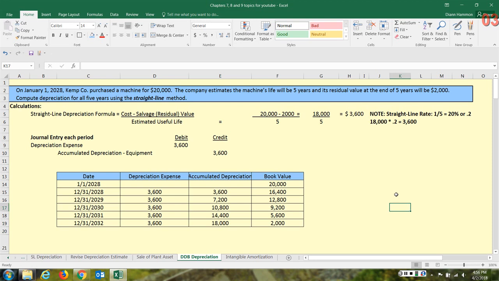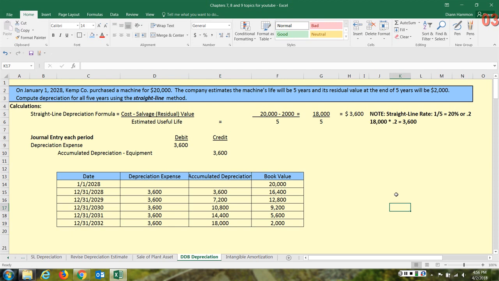You'll remember the straight line formula is cost minus the salvage or residual value, same thing, divided by the estimated useful life. So this problem, January 1st, 2028, Kemp Company purchased a machine for $20,000. The company estimates the machine's life will be 5 years. That is the estimated useful life. The residual value at the end of that 5 years will be $2,000. And then we're asked to compute depreciation for all 5 years using the straight line method.